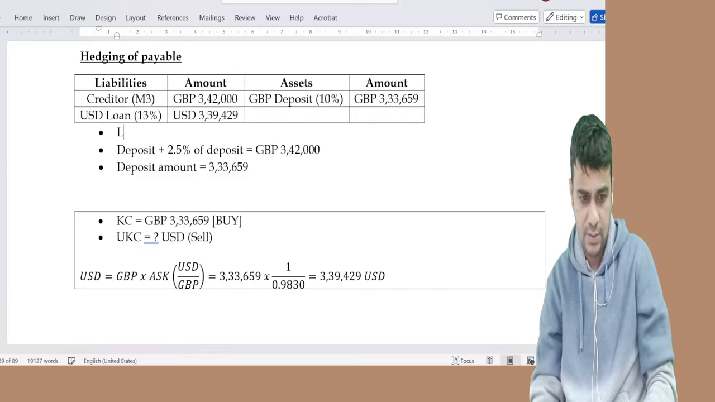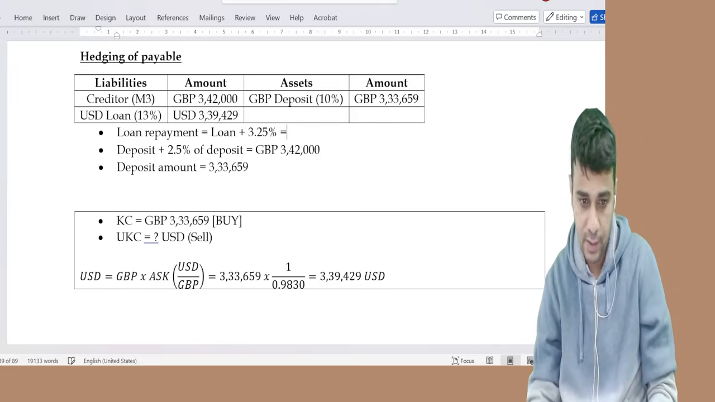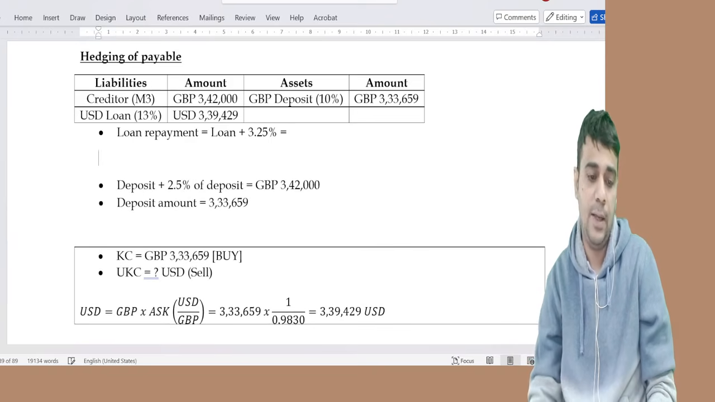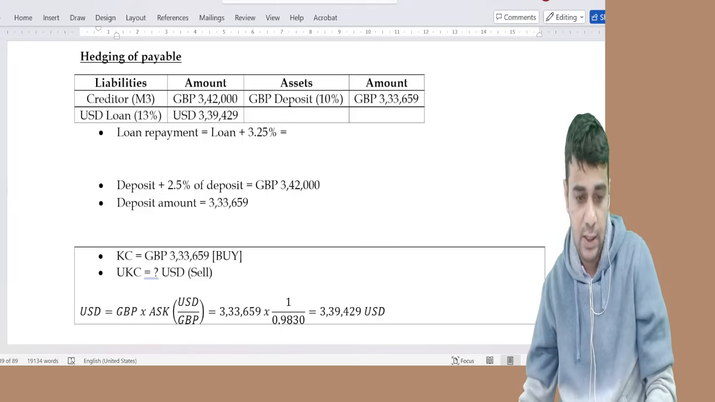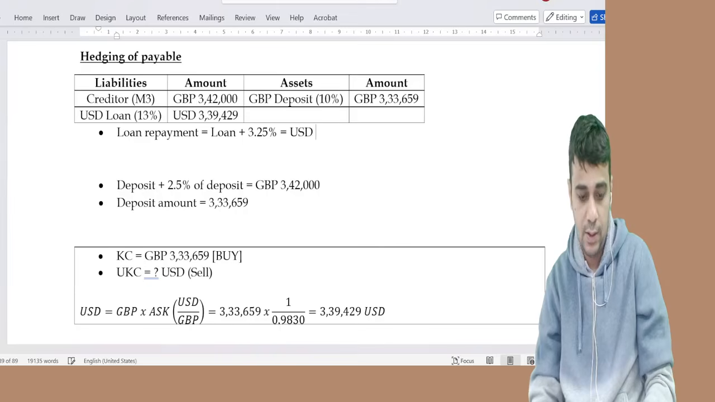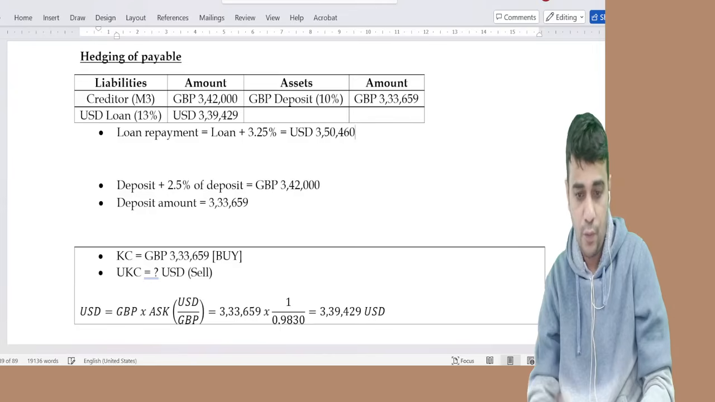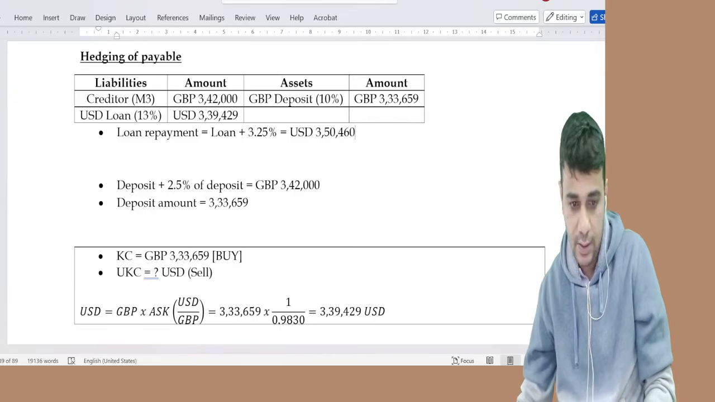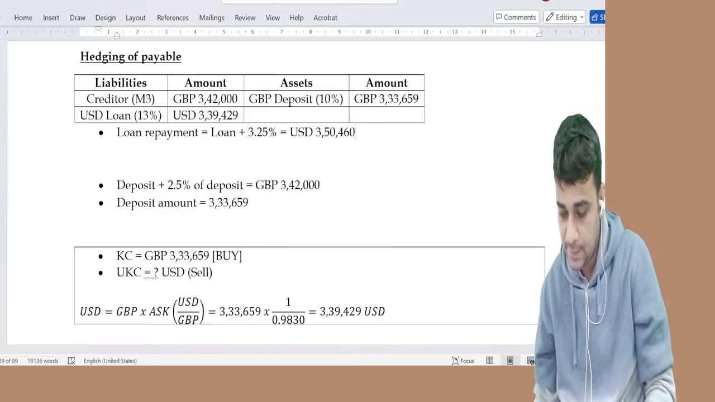Loan repayment. Loan plus 3.25%, 3 months interest. Loan plus 3.25% of US dollar 339 429 gives 350 460.